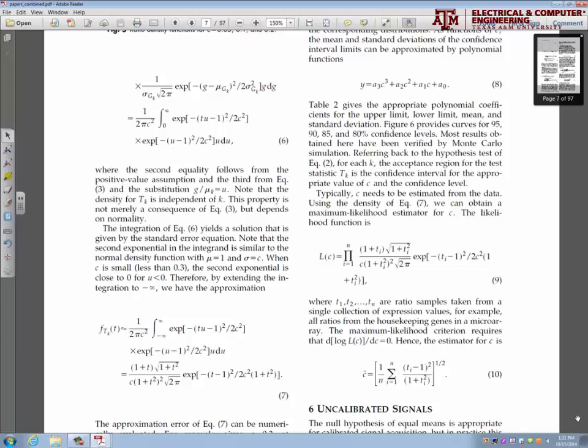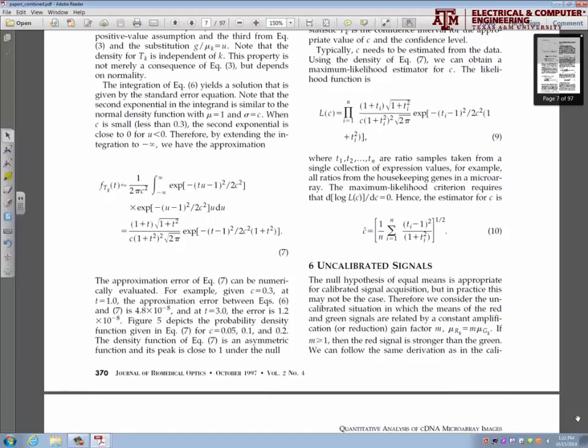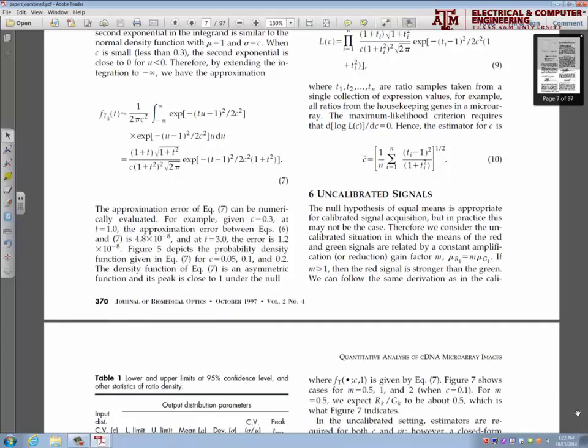So he's talking about uncalibrated signals, and there he'll just use the fact of how the density function scales when you multiply a random variable by a number. The null hypothesis of equal means is appropriate for calibrated signal acquisition, but in practice this may not be the case. So we consider the uncalibrated situation in which the means of the red and green signals are related by a constant amplification factor, M, let's say. The mean of the red signal is M times the mean of the green signal. If M is greater than or equal to 1, then the red signal is stronger than the green.